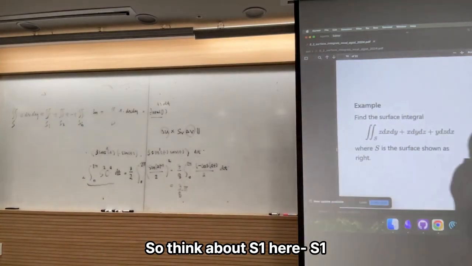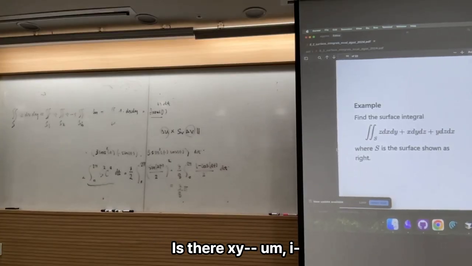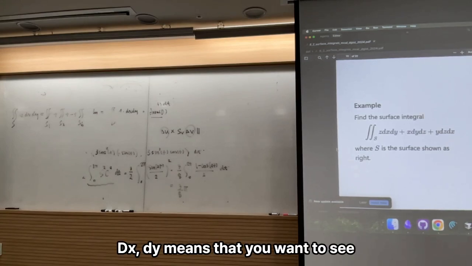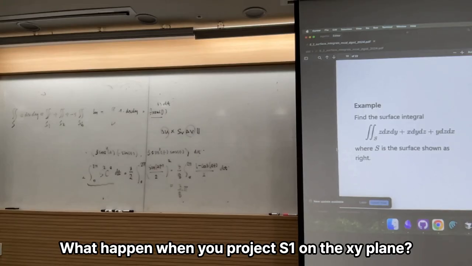So think about S1 here. S1 is sitting on the x-axis. Is there any area element in xy, dx dy? Dx dy means that you want to see the area projected on the xy plane. What happens when you project S1 on the xy plane?